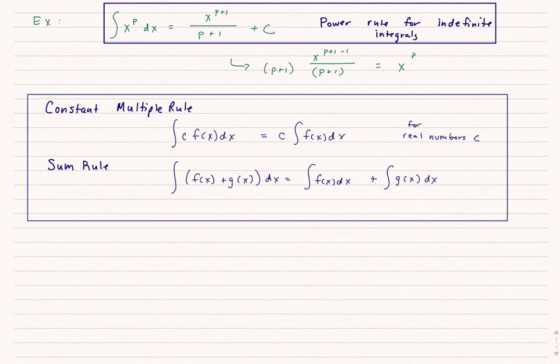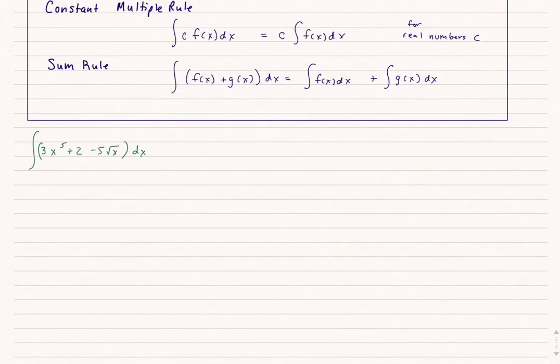I can take the individual indefinite integrals of two functions added together. Let's do some examples. Alright, we've got this integral, so I'm going to use the sum rule and split this up into three separate integrals.